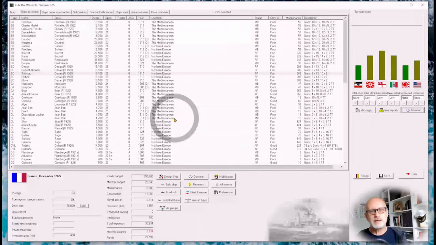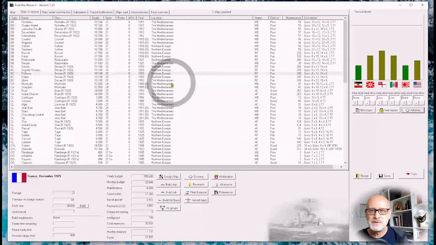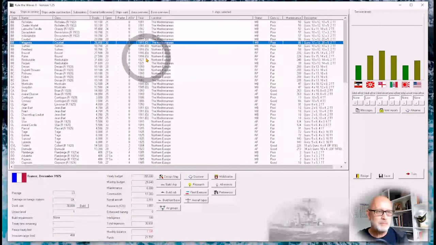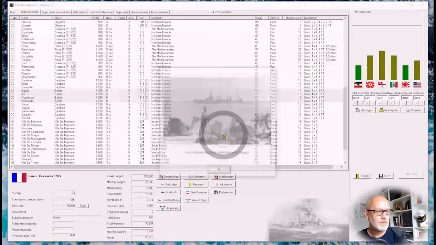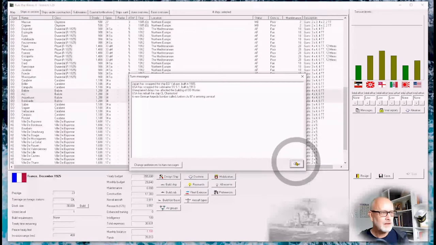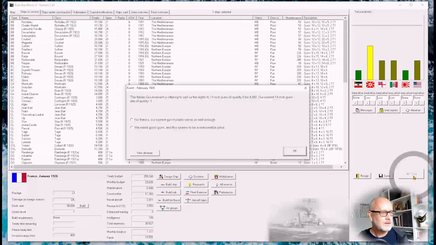It's turning into 1926, and of course, a new year brings more obsolete ships. So we had two obsolete 12 inches, another four battleships have also gone obsolete. So we will have to address that at some point. A pro-Soviet coup has taken place in Finland. Well, that's really nice for the Soviet Union. Bit unfair. And let's go on to February.